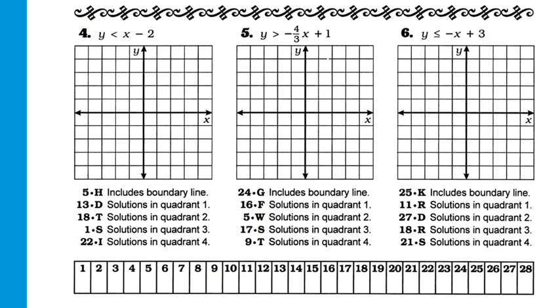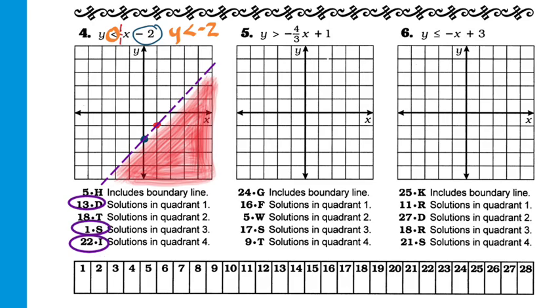Okay, number 4, I'm going to go ahead and use my y equals mx plus b again. Go ahead and pause the video and do these 3, and then check your solutions, okay? So I'm going to start at -2. I'm rising 1, running 1, and it's a dashed line because it's not equal to, and it's anything less than -2. So this time it's not on the boundary line. Quadrant 1, 3, and 4 has answers.